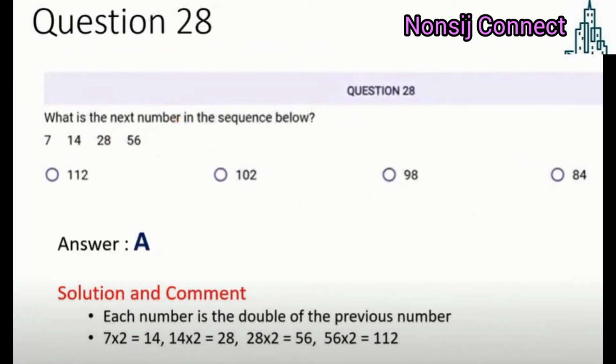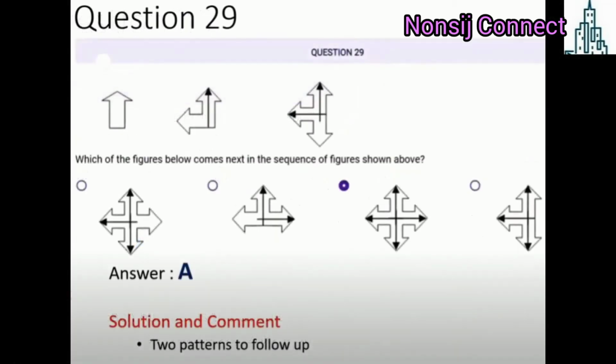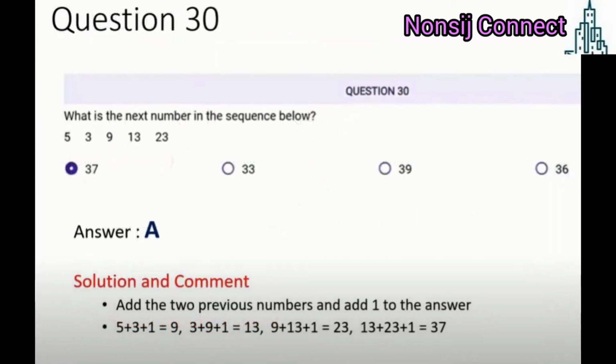Then number 28, what is the next number in the sequence? It's multiplying by 2. 56 times 2 is 112. So that is the answer. Then here now, A is the answer. The first one doesn't have any arrow, the second one has 1, like that.